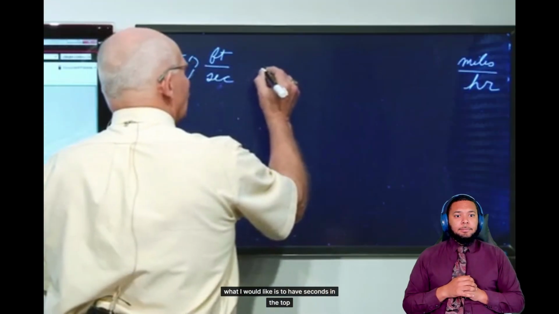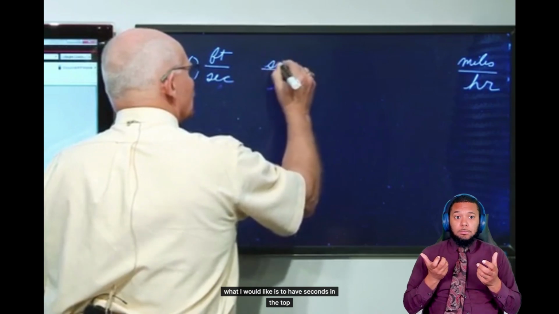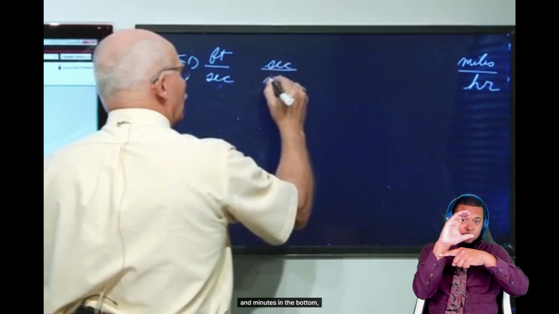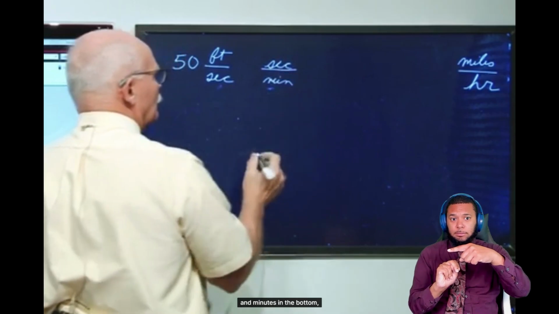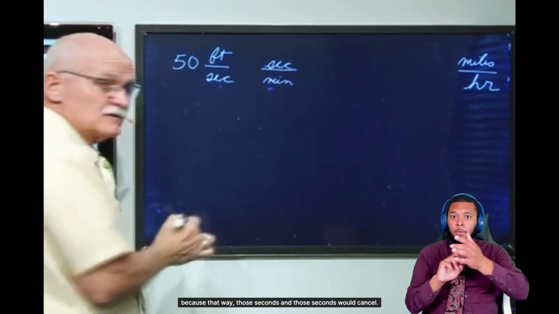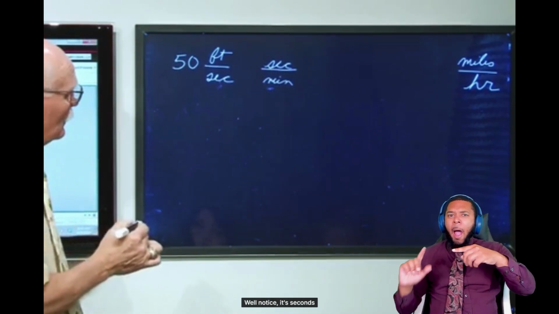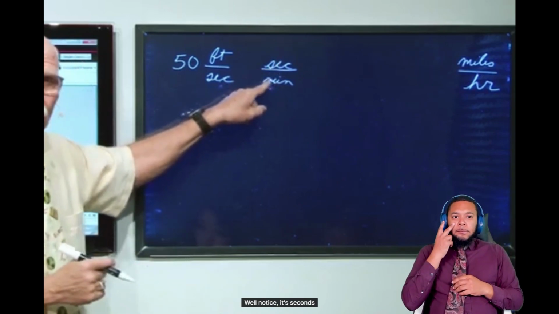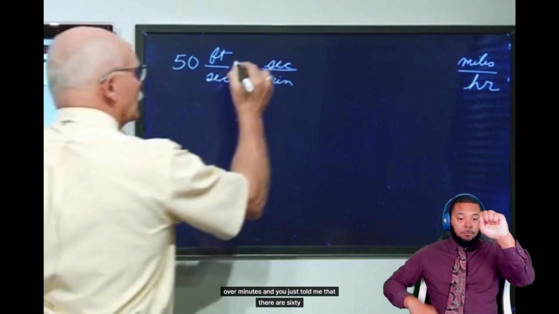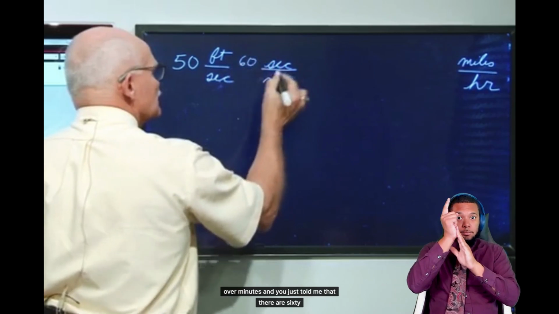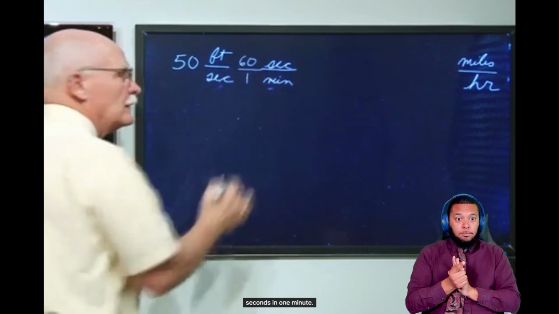Jackson, how many seconds in a minute? 60. 60 seconds in a minute. So what I would like is to have seconds in the top and minutes in the bottom, because that way those seconds and those seconds would cancel. Well, notice it's seconds over minutes, and you just told me that there are 60 seconds in 1 minute.